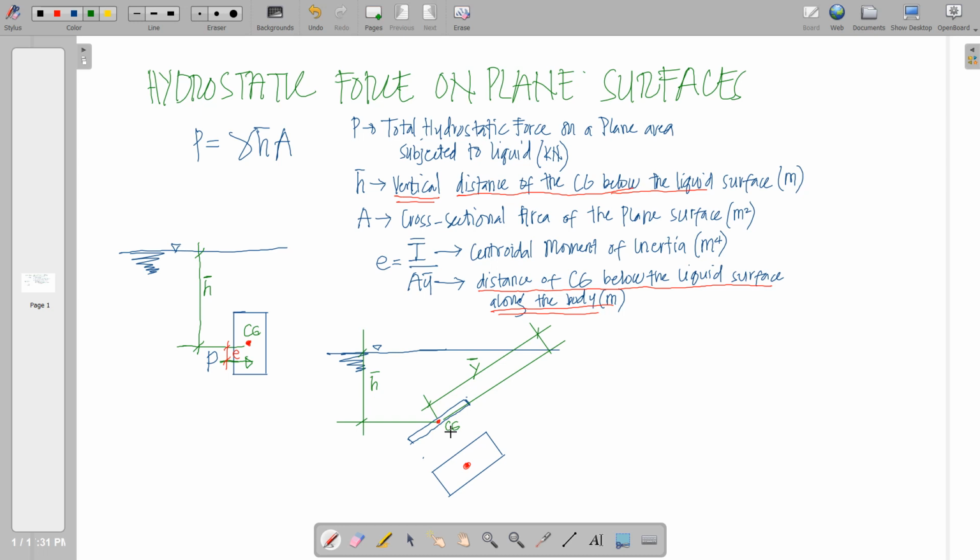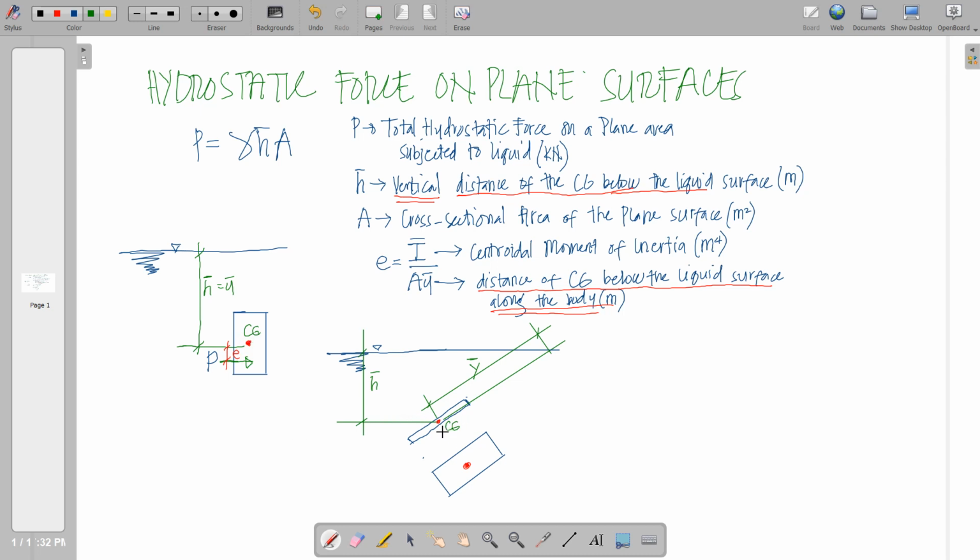Whenever your plane is inclined, it is submerged also in the liquid surface. In this case, our plane surface is vertical, so h̄ will still be vertical. And if we project the center of gravity up to the liquid surface along the body, the body is vertical, so h̄ here is also equal to ȳ.